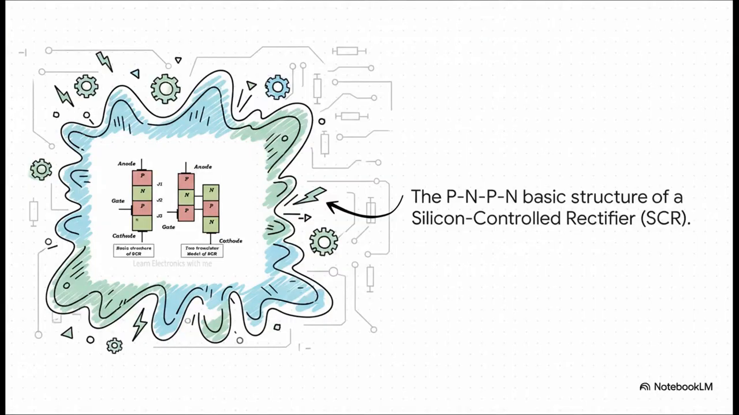And the undisputed workhorse of this family is the silicon-controlled rectifier, or SCR. Now notice it has a 4-layer structure, PN-PN. That's one more layer than the BJT we just looked at. And that extra layer, that is the absolute key to its unique power handling skills.